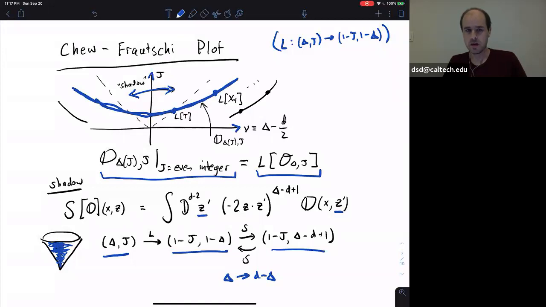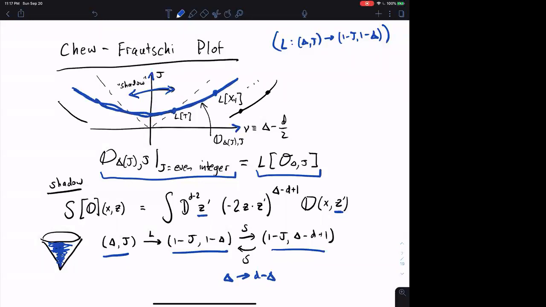Okay. Any questions about that, about the shadow transform or the Chew-Frautschi plot? Sorry, Dave, my internet was unstable. I missed what you said about light cone operators. Could you repeat that for a minute, please? What is a light cone operator?